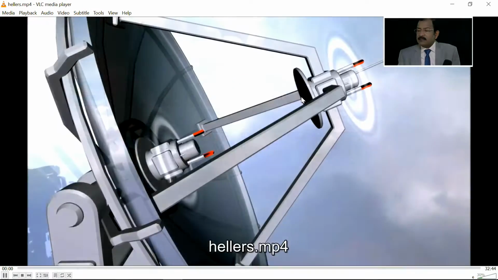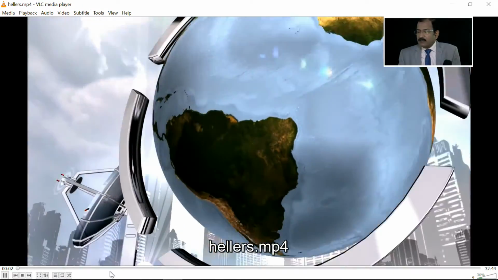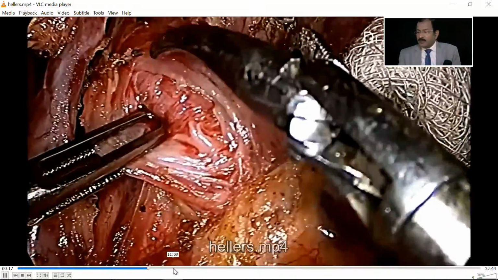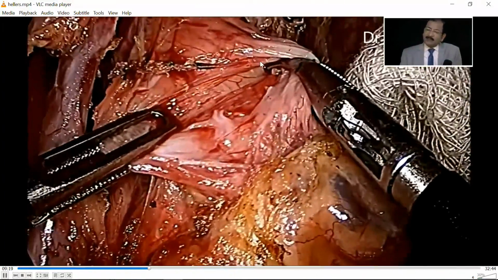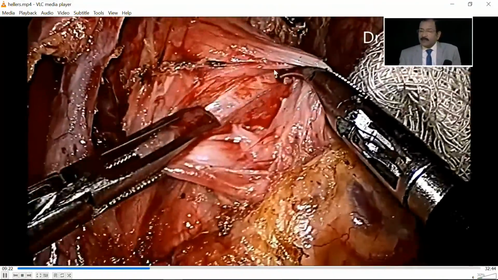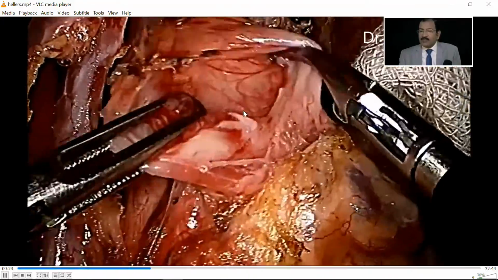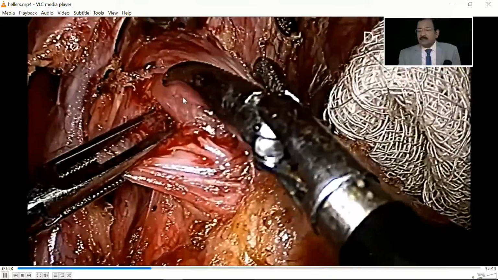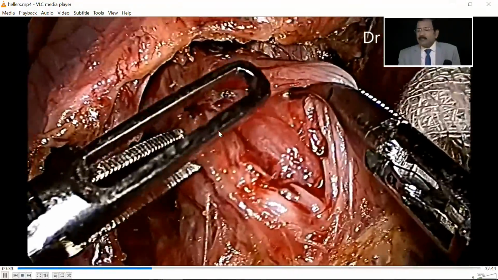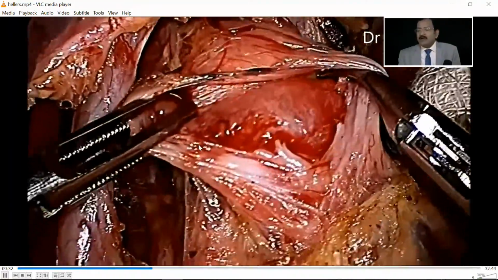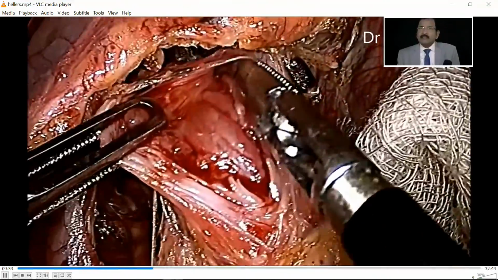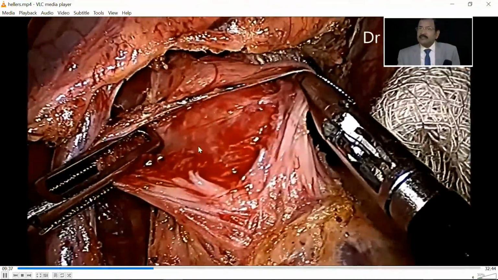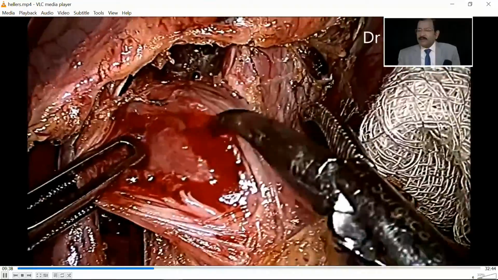This is Heller's, in which the esophagus is mobilized, and here the muscle is split. Can you see that? And here is the longitudinal muscle 3 centimeter, circular muscle 2 centimeter. The mucosa is popping up and you are splitting the muscle of the esophagus like that. This surgery you will do in the next dissection, and I will demonstrate how to do it.